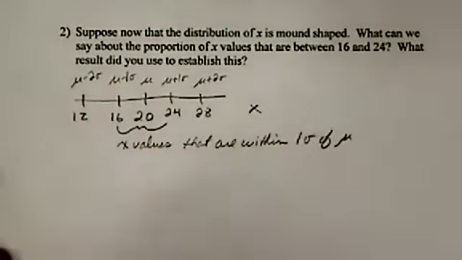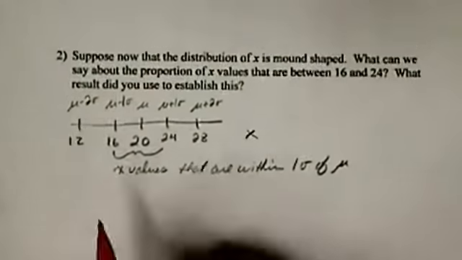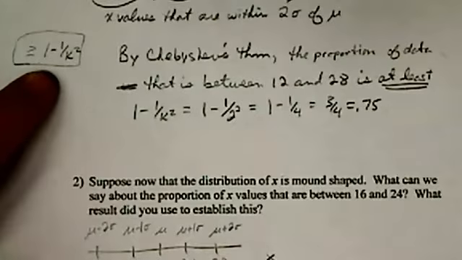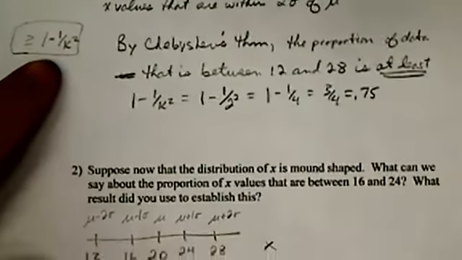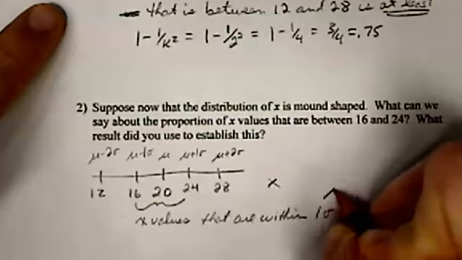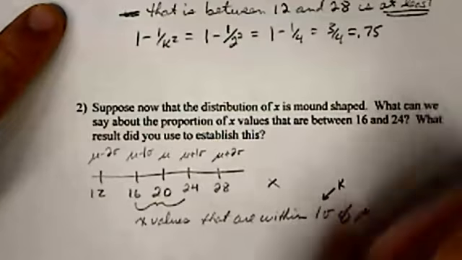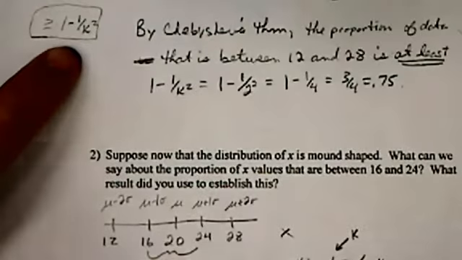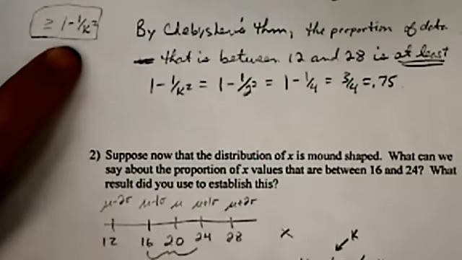So how can we handle this? Well, we could use Chebyshev's theorem again and say that proportion is at least 1 minus 1 over k squared. In this context, k would be 1. So we'd have 1 minus 1 over 1 squared. So that would give us 1 minus 1, or 0. So it's saying the proportion is at least 0. Well, that's really not very informative.